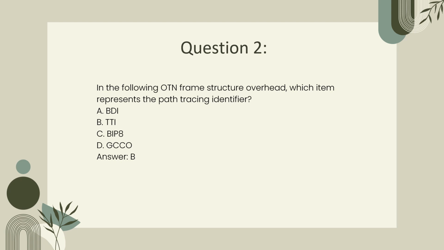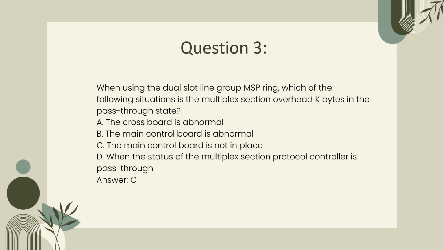A. BDI, B. TTI, C. BIP8, D. GCC0. Answer: B. 3. When using the dual slot line group MSP ring, which of the following situations is the multiplex section overhead K bytes in the pass-through state?